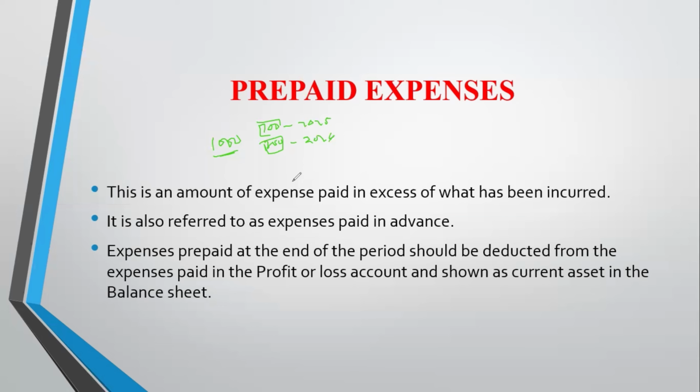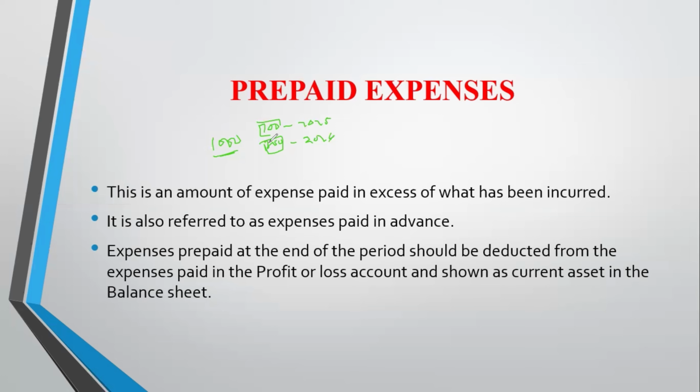We've made payments in advance. It's an asset to us. So when you come to the profit or loss account, we deduct from the expense that has been paid, and that same amount, that is the 300, we move to the statement of financial position and treat it as a current asset. So all prepaid expenses are current assets.